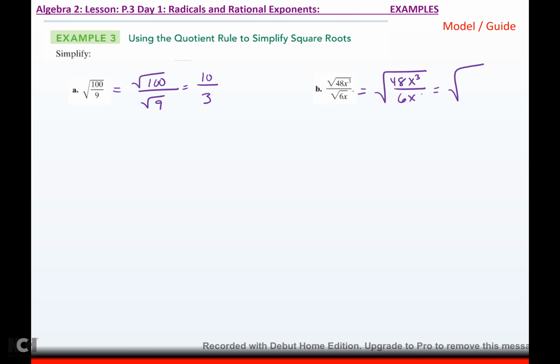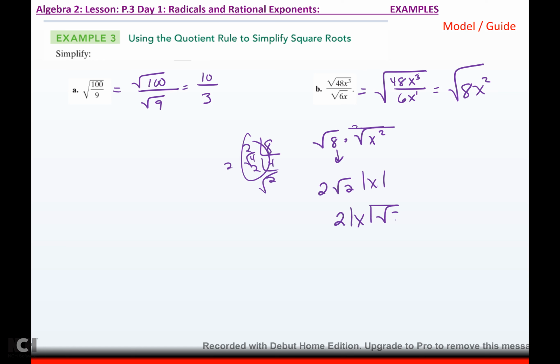So this would be 6 goes into 48 8 times. X cubed divided by x to the first is x squared. So now I have the square root of 8 times the square root of x squared. If I break down 8, by 2 is 4, by 2 is 2. That's a 4. Square root of 4 is 2. The 2 has to stay back in. So this is 2 square roots of 2. This cancels, but it's going to be the absolute value of x, so my answer is going to be 2 absolute value of x times the square root of 2.